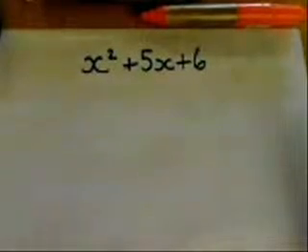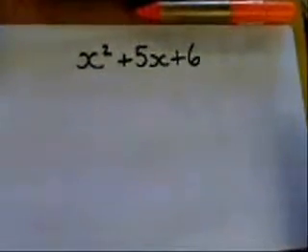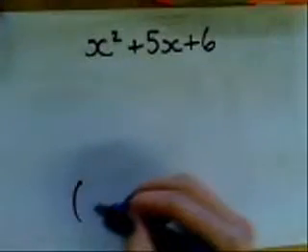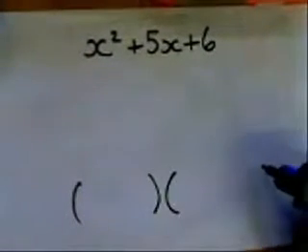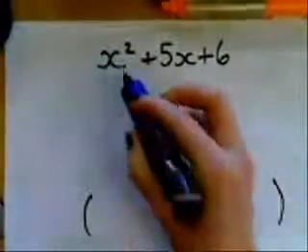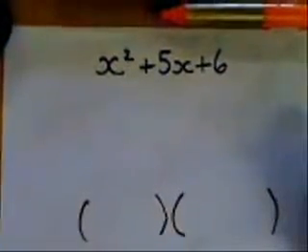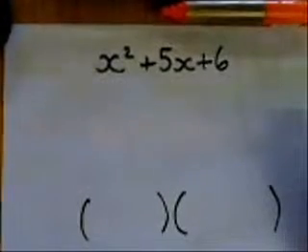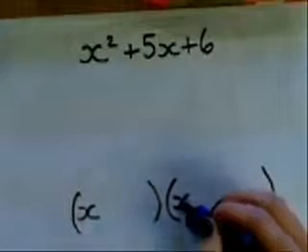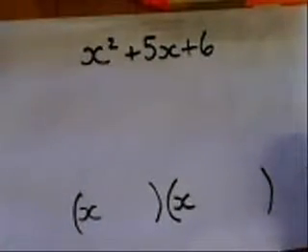x squared plus 5x plus 6, we want to factorise this quadratic expression. Now to factorise a quadratic expression, you're trying to get to two brackets. That's your aim, the opposite of expanding. For the x squared term, the only way to get the x squared term is to times x by x. So the start of each bracket must be an x.